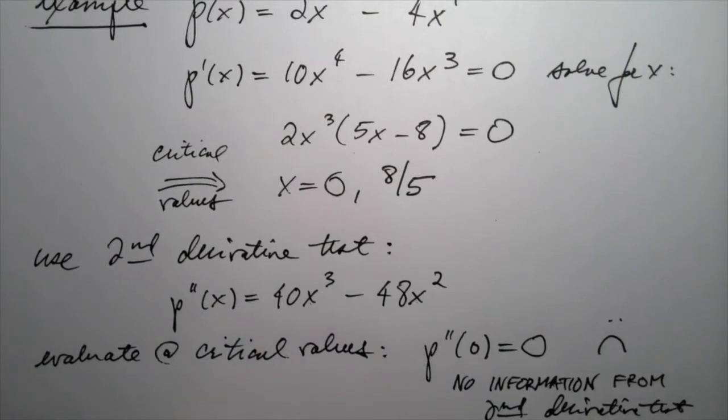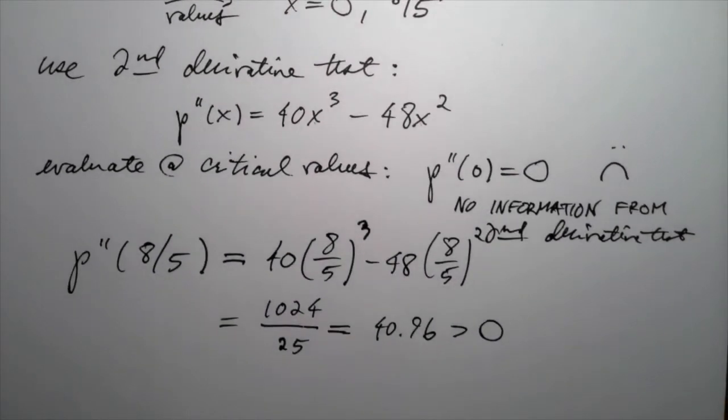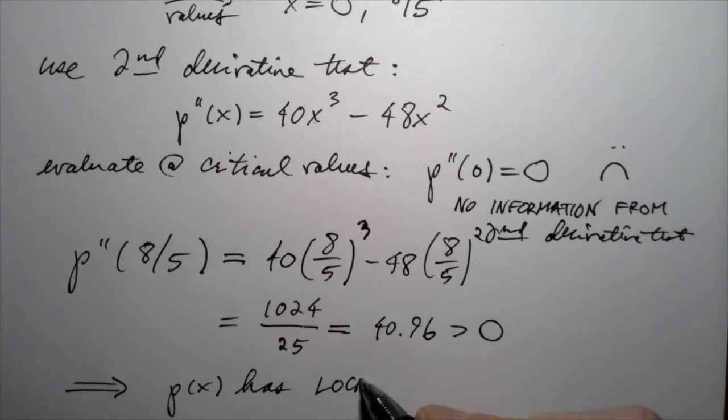But let's go ahead and plug the other critical value into the second derivative. Okay, so if we do 40 times 8 over 5 cubed, so we'll end up getting that value. That's a positive number. Okay, that means by the second derivative test that the function, that being a positive value, has a local minimum at this critical value.